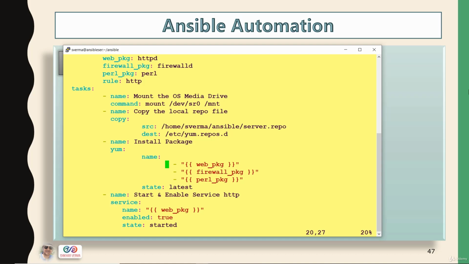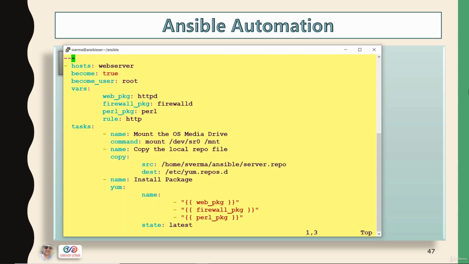So I have just mentioned the variable names. These are web_pkg, firewall_pkg, and perl_pkg. So 3 packages would be installed one by one on the server that is coming under this host web server. In this web server I had defined only one server, that is client1.